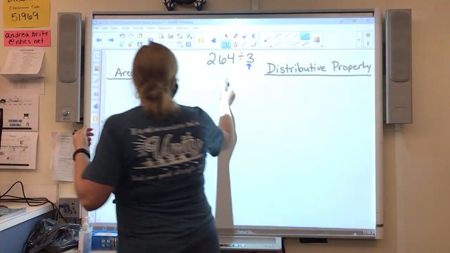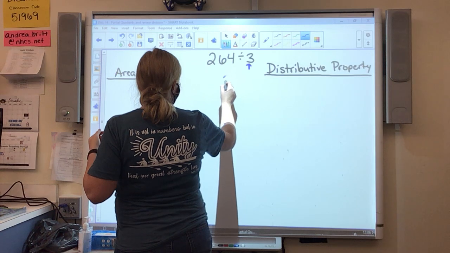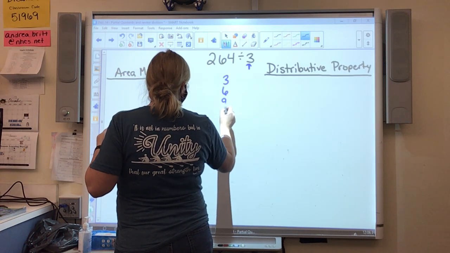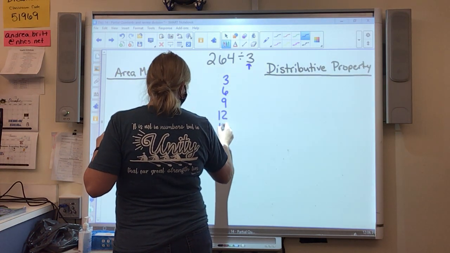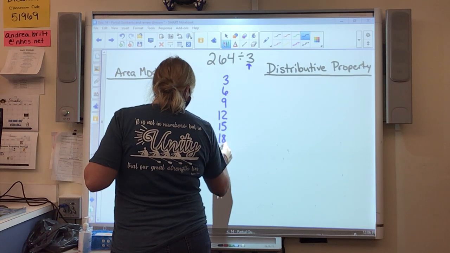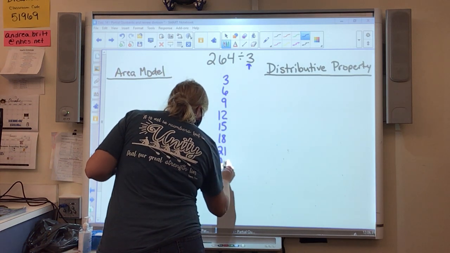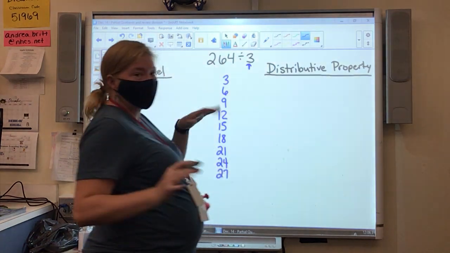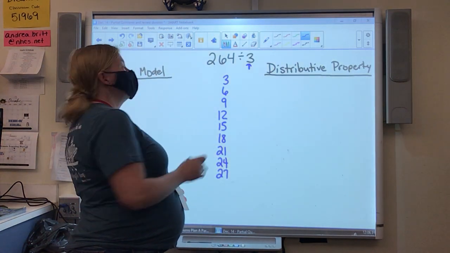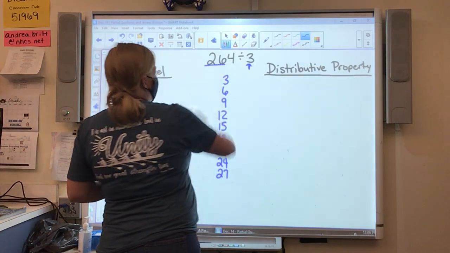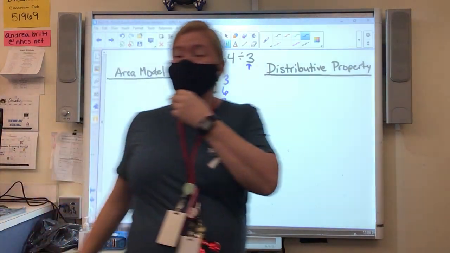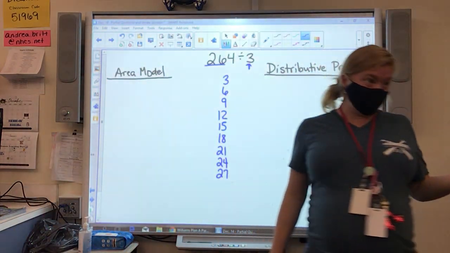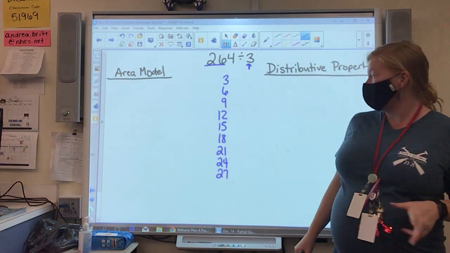Girls, you know your multiples of 3? Go. 3, 6, 9, 12, 15, 18, 21, 24, 27. And I heard you guys stop at 27. Why did you stop at 27? Because it passed over 26. Because they looked at those first two digits there, and 27 goes past 26, so they're going to stop there. Love it.